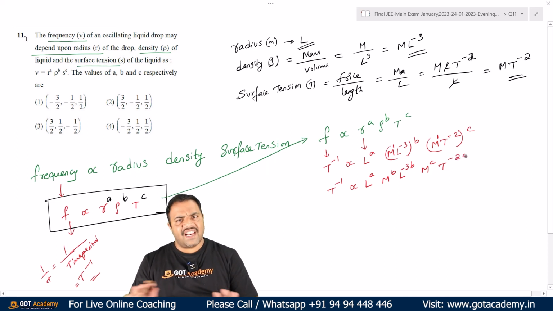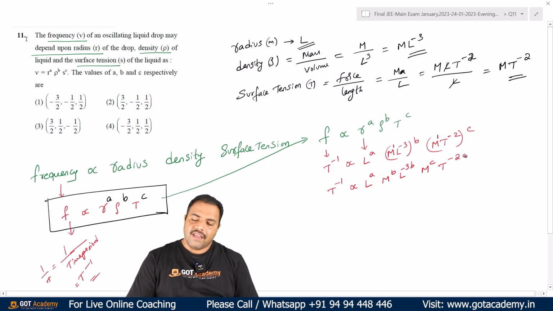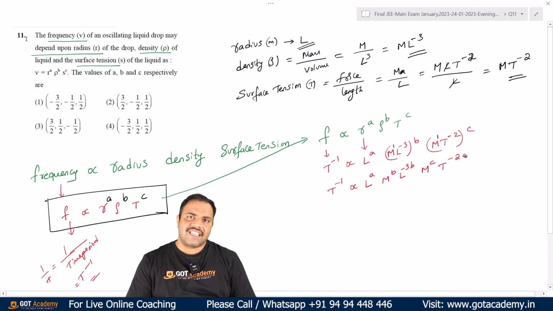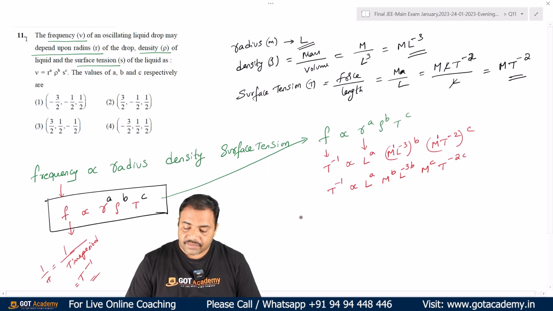Now children, let us segregate it properly. In place of M, LHS M and RHS M. Similarly T, LHS T dimensions and RHS T dimension. Similarly L. So everything you have to segregate properly. Here you can observe that in LHS there is no M and L.